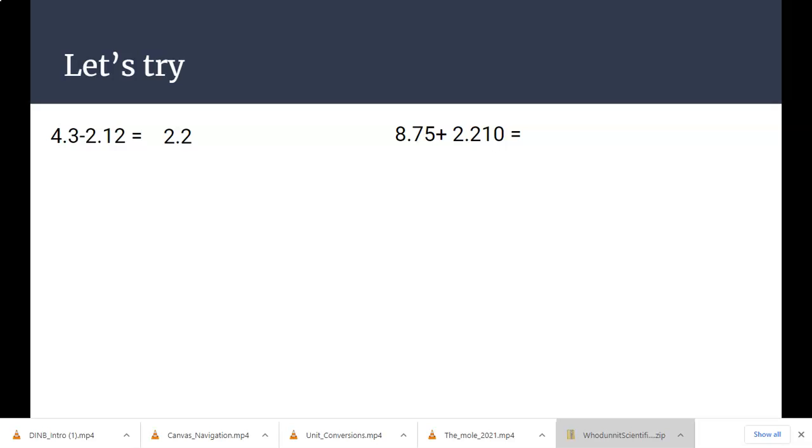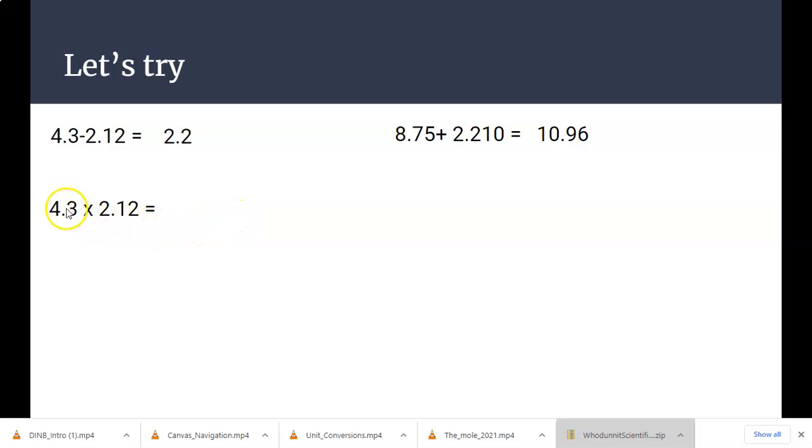Okay, let's try this one. You have 8.75 plus 2.210. If I do the math, I get 10.960, but I want to look at my decimal places. I have 2 and I have 3. 2 is the least amount, so I need 2 decimal places here. So my answer becomes 10.96.